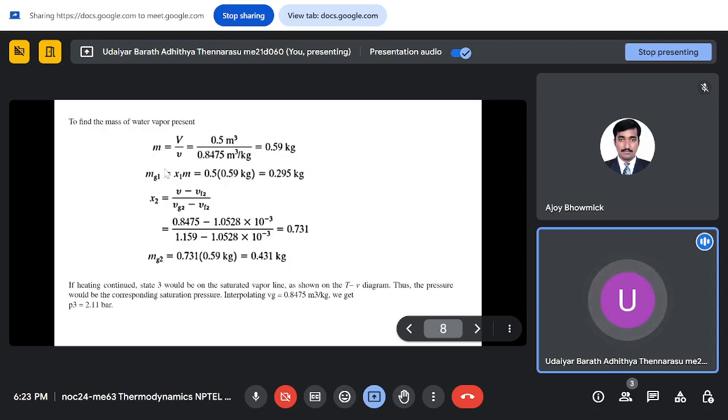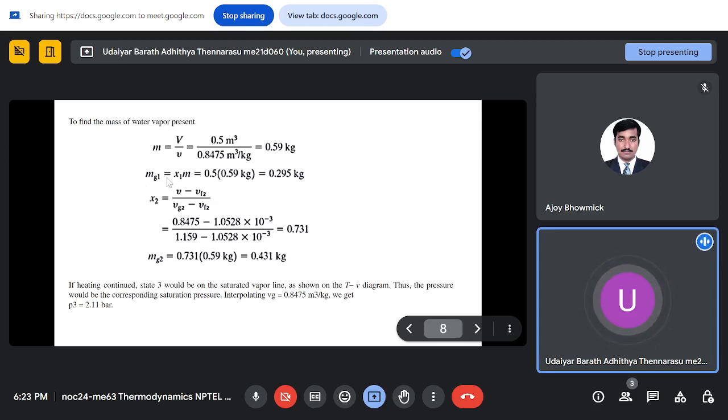So next we need to find out the mass of vapor present at state 1 and state 2. So mass can be calculated. We know specific volume, we know the total volume. Specific volume is nothing but volume by mass, so mass is volume by specific volume. Volume is 0.5 meter cube, which is given, divided by 0.8475 meter cube per kg, which we have calculated. So mass is 0.59 kg. So this is the total mass, including both vapor and liquid.